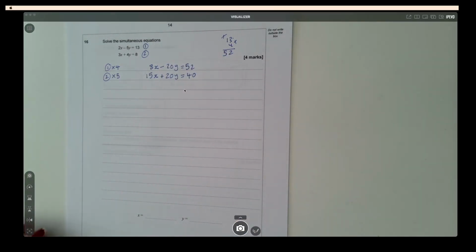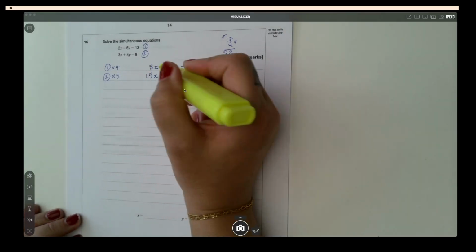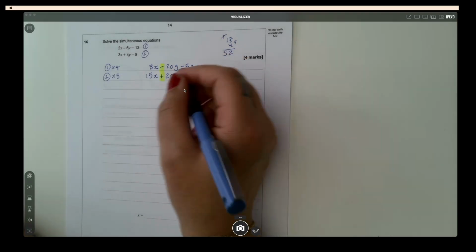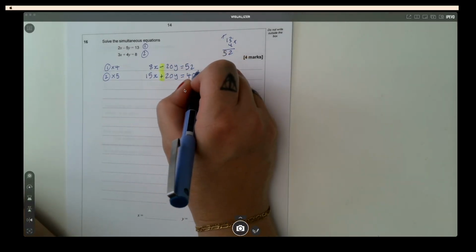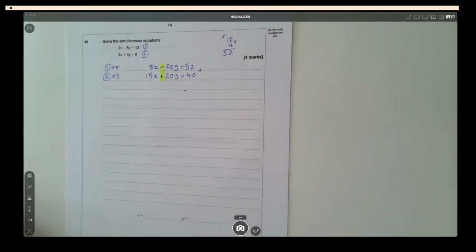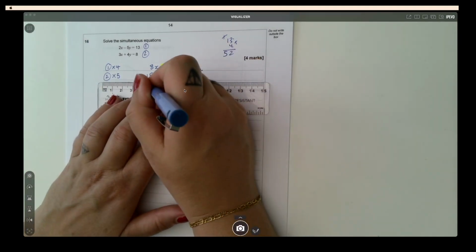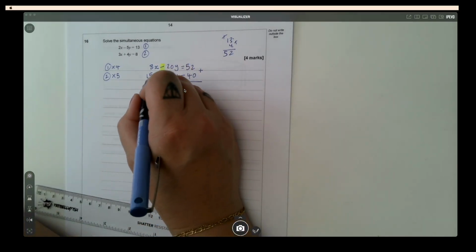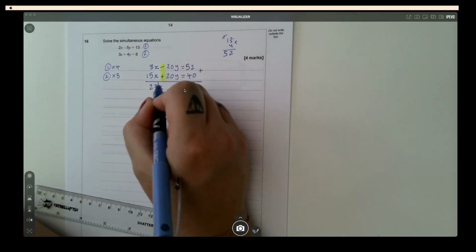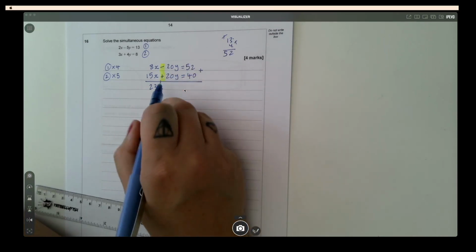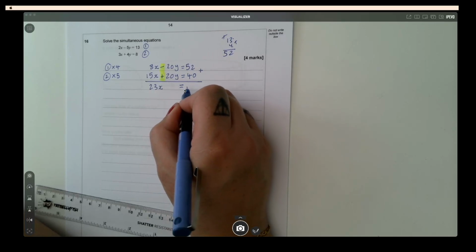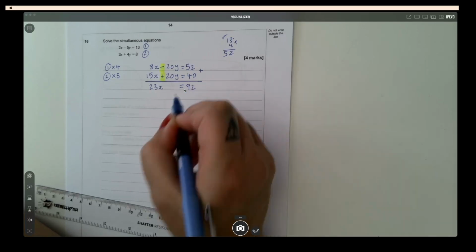So now my y terms are the same. They both have a coefficient of 20, but they have different signs. Because the signs are different, I need to add these equations together. By adding these equations together, it's going to eliminate the y term and make it so I can solve for x. So 8x add 15x is 23x. Negative 20y add 20y is going to be 0. 52 add 40 is going to be 92.